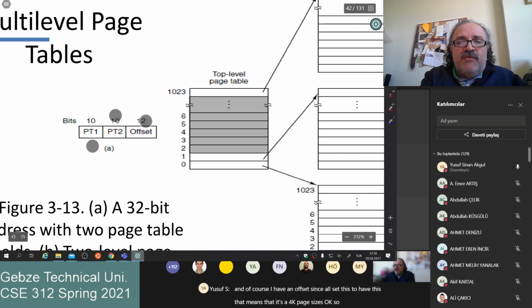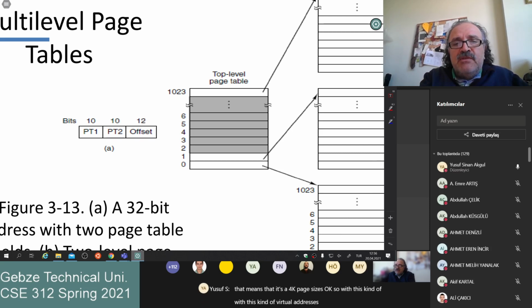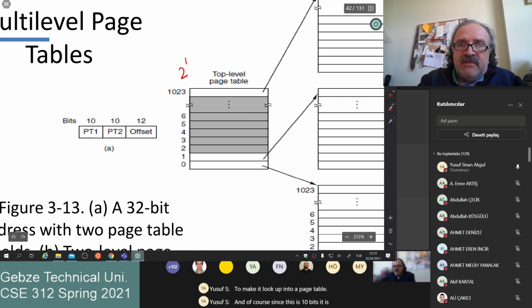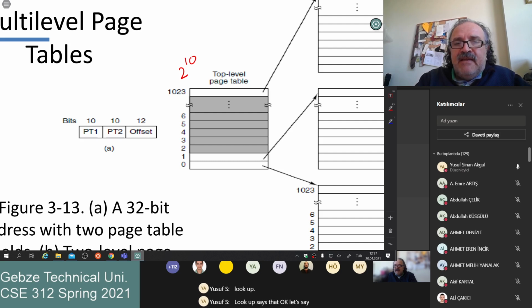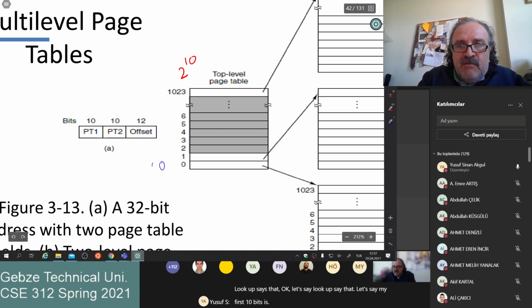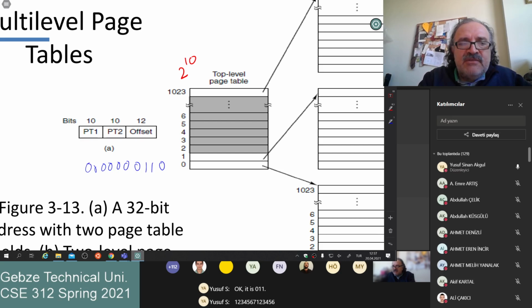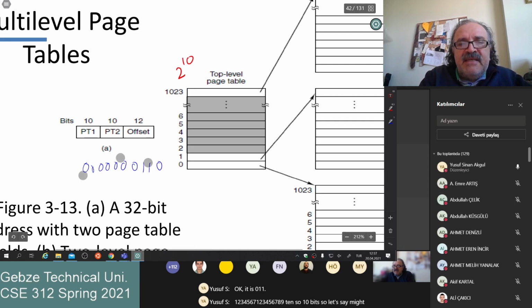With this kind of virtual address, I use the beginning 10 bits to make a lookup into a page table. Since this is 10 bits, the size is 2 to the power 10, so there are 1024 elements in this page table. I make a lookup, and let's say my first 10 bits give the value 6.